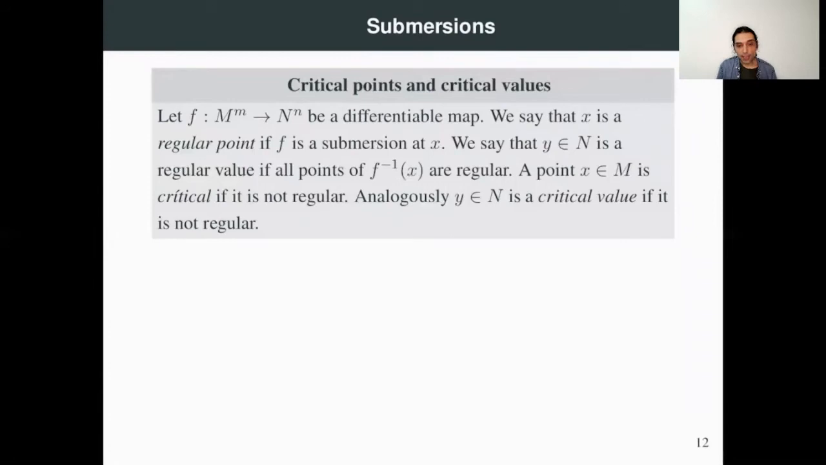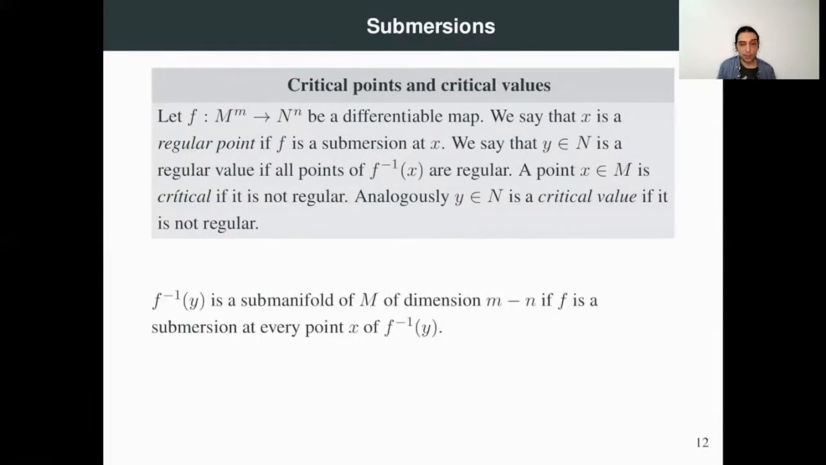So right now, in order to work with this setting, it makes sense to define the good points and the good values. We say that x is a regular point if f is a submersion at x. These points are good because the preimage of f of x is going to be a submanifold in the neighborhood of x. We say that y is a regular value if all points in the preimage are regular. And a point is critical if it's not regular, and analogously, a value is critical if it's not regular.